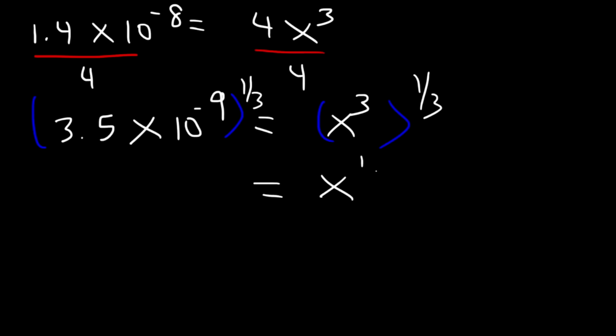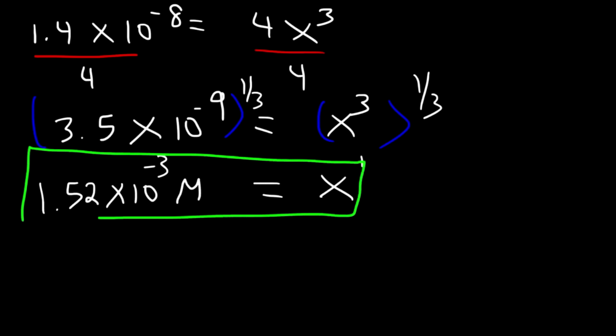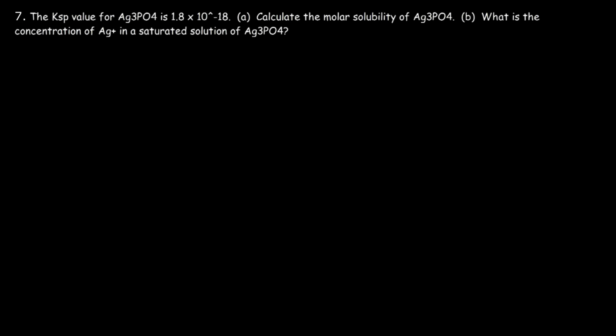So it's 3.5 times 10 to the negative 9 raised to the 1/3, or you could take the cube root of it. And so x is 1.52 times 10 to the minus 3 moles per liter, or molarity. And that's the molar solubility of lead 2 iodide. You just got to calculate the value of x.